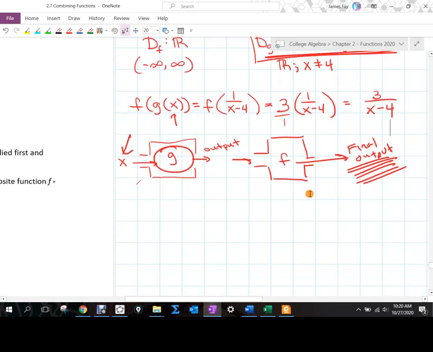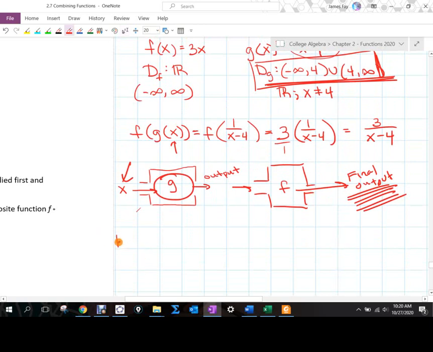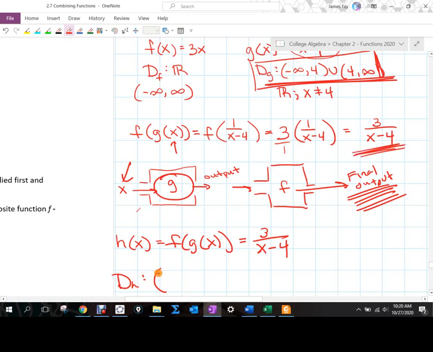So my new rule, I'm going to call it h of x just so it's easier to talk about. H of x, which was the same thing as f of g of x, is now 3 divided by x minus 4. And if I ask for the domain of that, what's the only value that we see being a problem? 4. So negative infinity to 4, union 4 to infinity. And that then matched that function's domain right there, right?